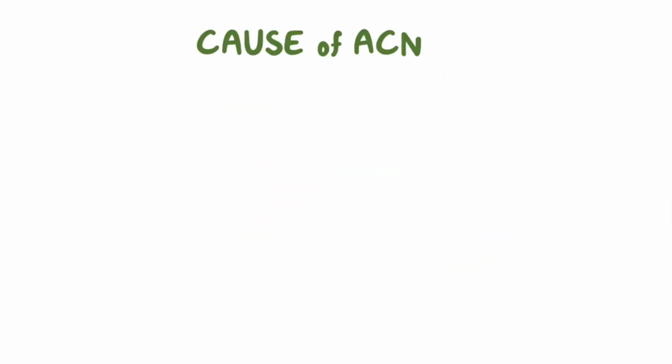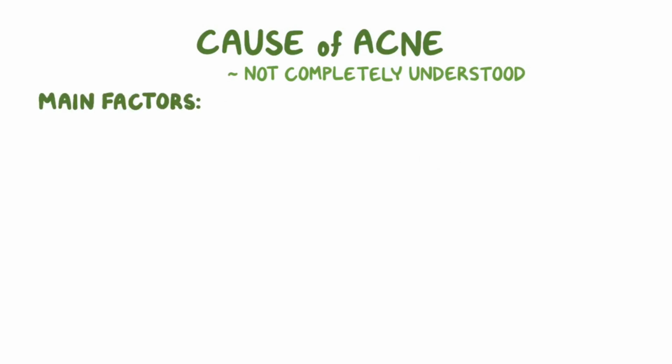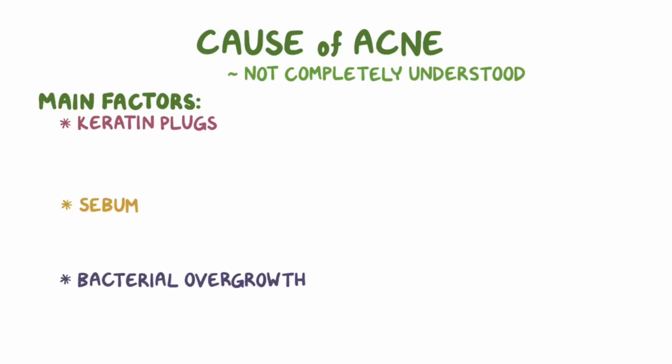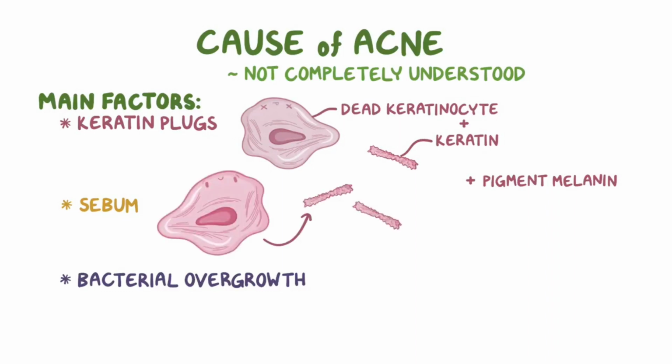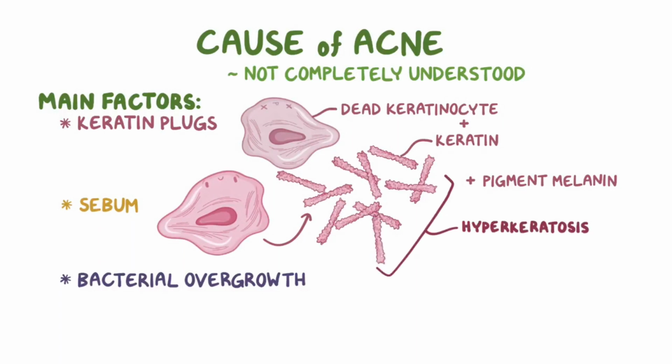The cause of acne is not completely understood, but we do know that there are a few main factors that contribute to acne formation: keratin plugs, sebum, and bacterial overgrowth. First, there's keratin plugs, which are tiny clumps made of dead keratinocytes, the protein keratin, and the pigment melanin. When keratinocytes in hair follicles overproduce keratin, it's called hyperkeratosis. It leads to more keratin plugs forming, and these little keratin plugs block the opening of the hair follicle.